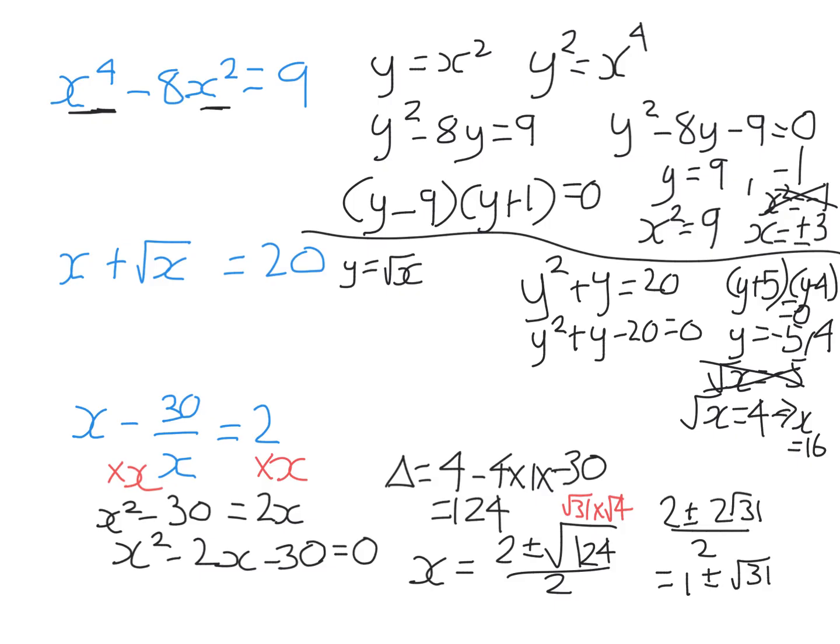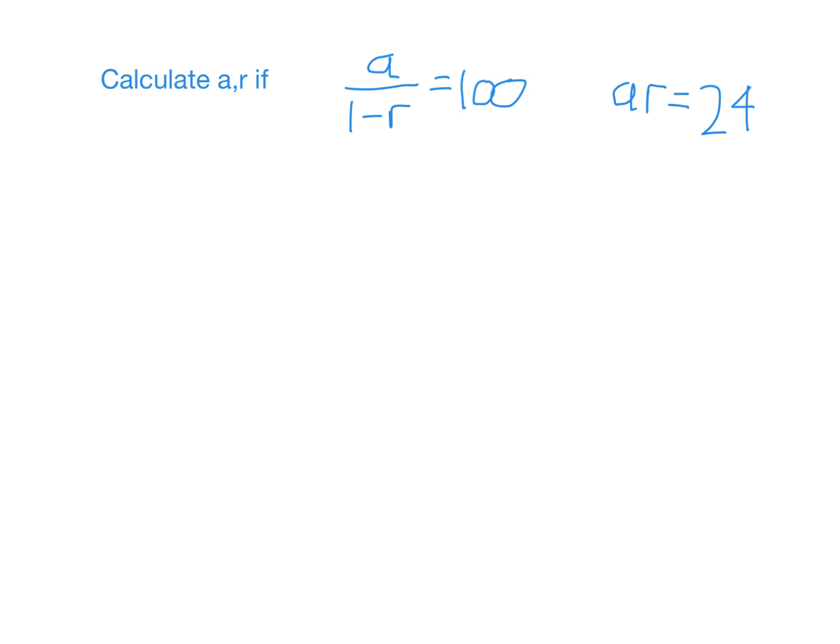All right, let's now look at one that involves simultaneous equations. So here we need to calculate the values of A and R if these two equations are true. So straight away, when you have two equations and two unknowns, you should be thinking simultaneous equations. So because A over 1 minus R equals 100, we can easily rewrite that as A equals 100 outside of 1 minus R.